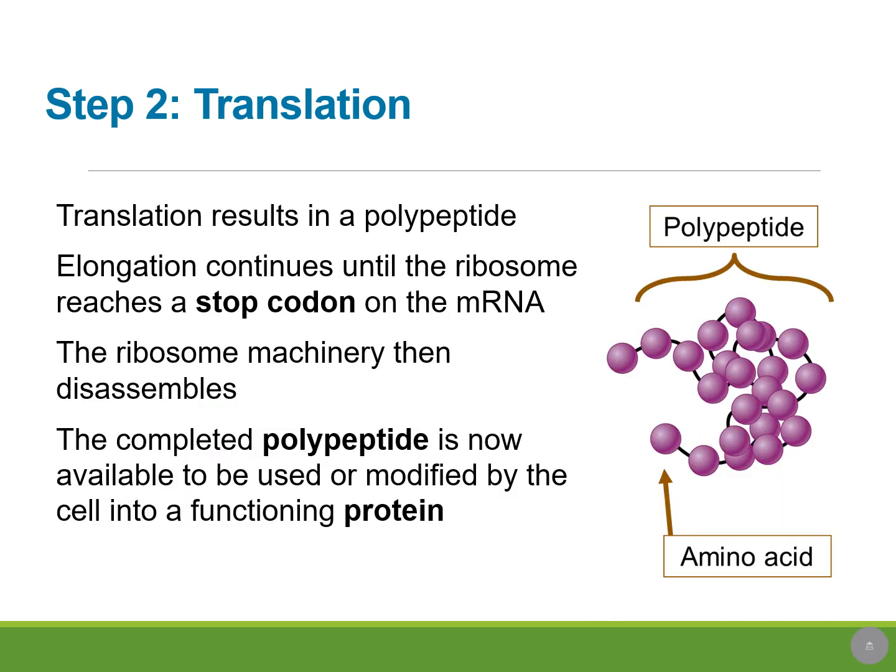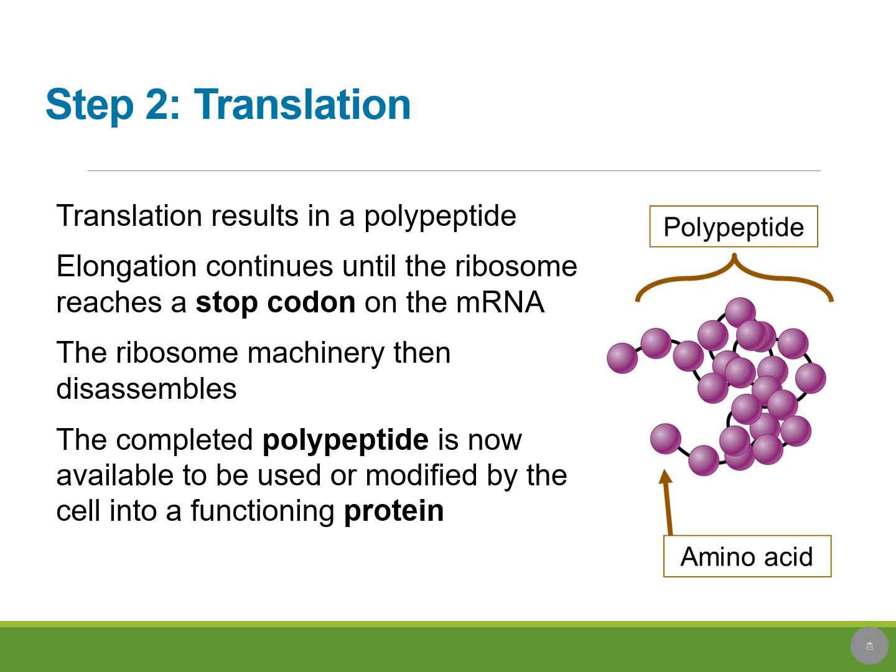So translation ultimately is going to result in a polypeptide. Poly means many, peptides always refer to a protein. So elongation, or production of that protein, is going to continue until the ribosome gets to what's called a stop codon. A stop codon is a 3 base sequence on mRNA that says that this is the end of the gene, and now you need to stop translating it into a protein.